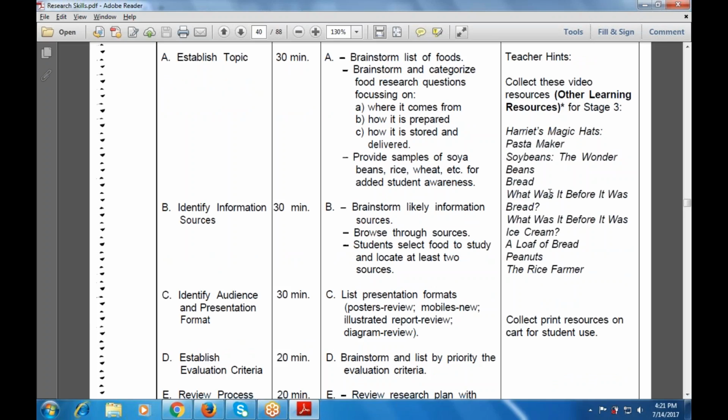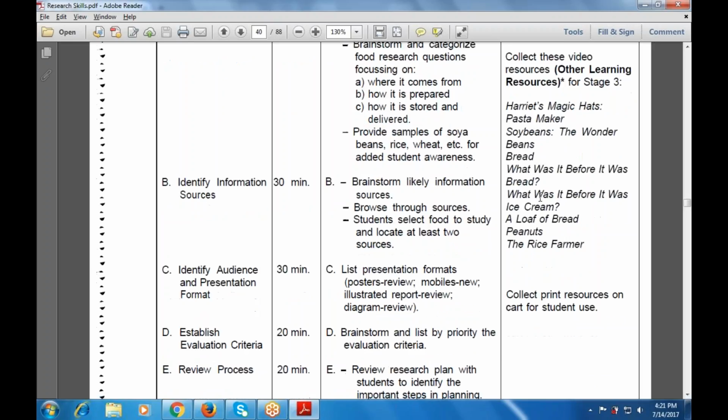Then collect the print resources on cards for future student use. Whatever the students use will be carried out. So that makes the resources, collected for student use.